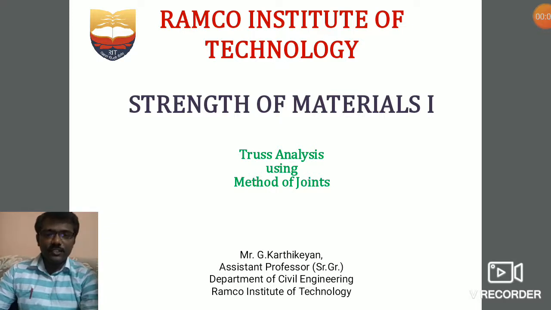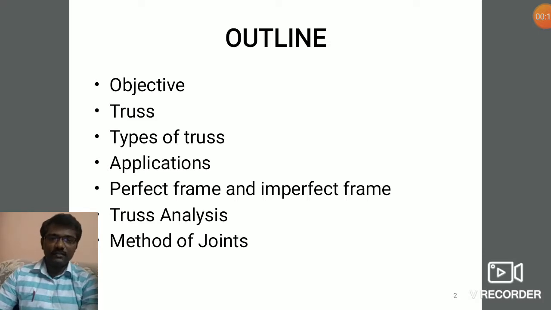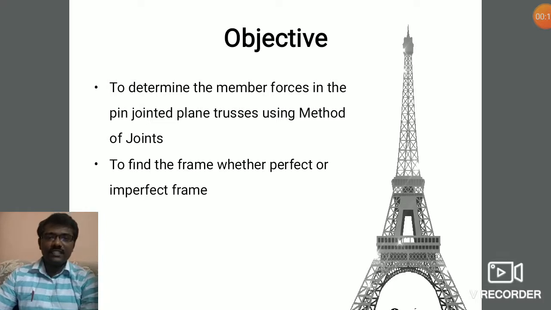Dear students, we are going to discuss truss analysis using the method of joints in strength of materials. In this lecture, we are going to talk about the objective, truss, types of truss, applications, perfect frame and imperfect frame, truss analysis and method of joints. The objective of this lecture is to determine the member forces in pin jointed plane trusses using the method of joints and to find whether the frame is perfect or imperfect.